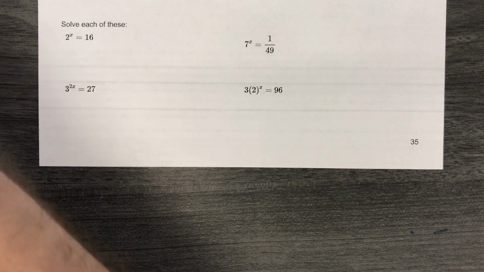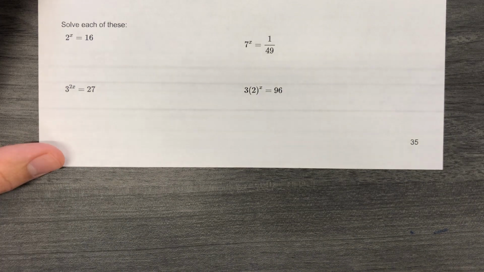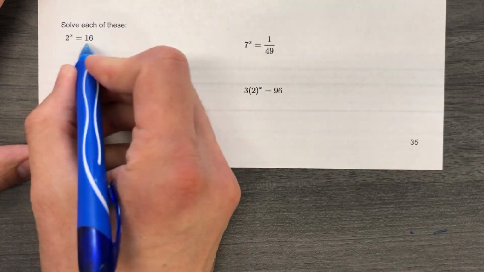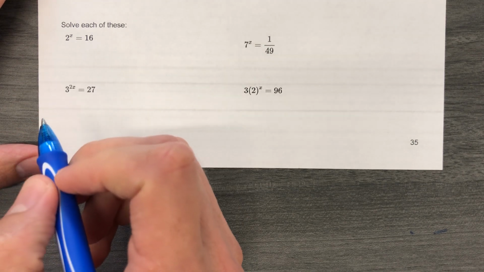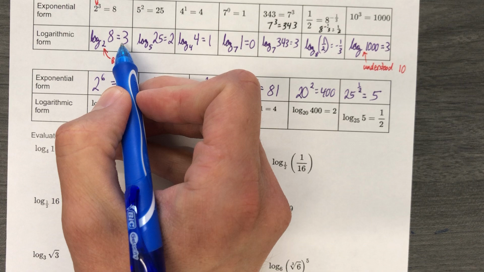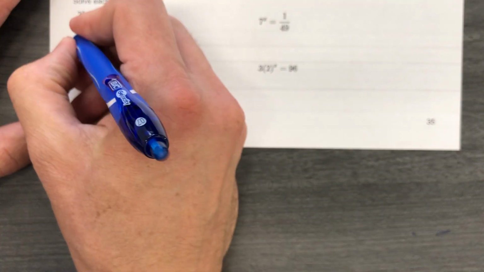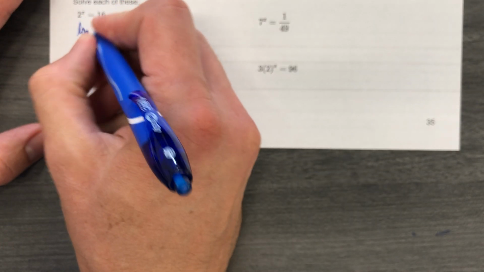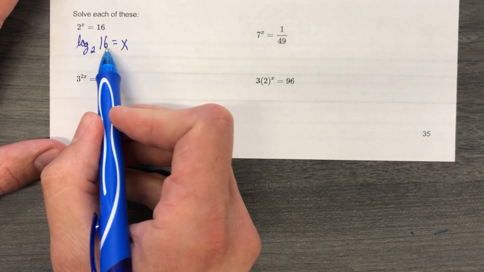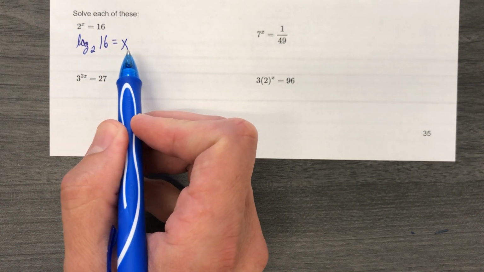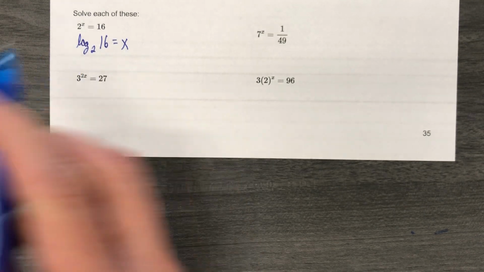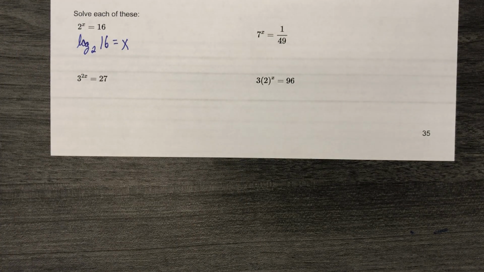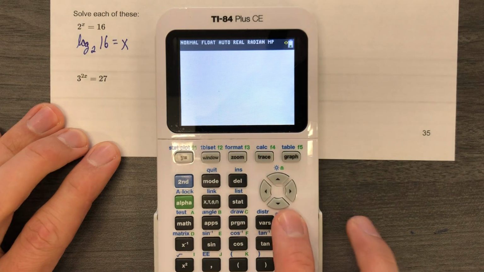So let's grab a blue pen, whatever color you want to grab. And we're going to look at this and say, well, you know what? This is exponential form. Let's turn it from exponential to logarithmic, as long as you know where the numbers go, right? So log base 2 of 16 equals x. Well, lucky you, you just found out what x is, really. You just isolated the x. And it's 4, I know that, you know that, Desmos will tell you that, calculator will tell you that.